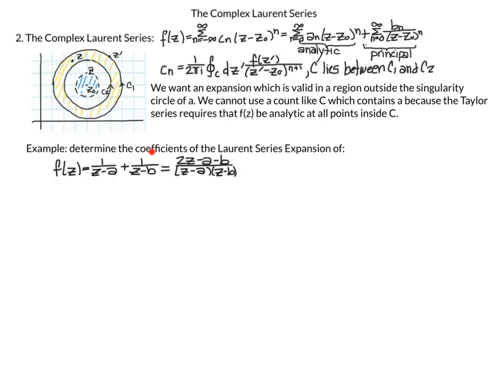Next is to determine the coefficients of the Laurent series expansion of f of z equals 1 over z minus a, our familiar example, plus 1 over z minus b, also our familiar example, but with a different coefficient. So being able to add them together, this is a very common example, and it's equal to, when you multiply everything out, 2z minus a minus b over z minus a, z minus b.